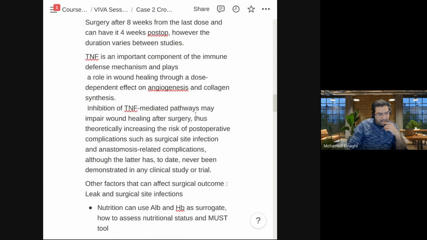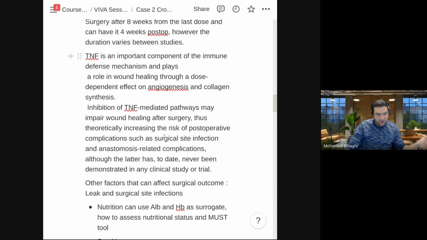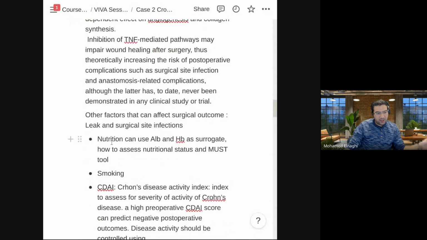Okay, other factors that can affect the surgical outcomes. These are based on evidence. So either anastomotic leak or surgical site infection. These are the important factors. The nutrition, as you mentioned, albumin and hemoglobin. These are the surrogates of nutrition. Also, albumin is considered as one of the signs of inflammation. Sorry, not signs of inflammation, signs of sepsis. So patients with chronic sepsis, they would have low albumin.